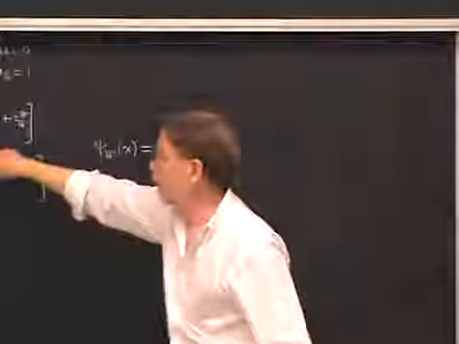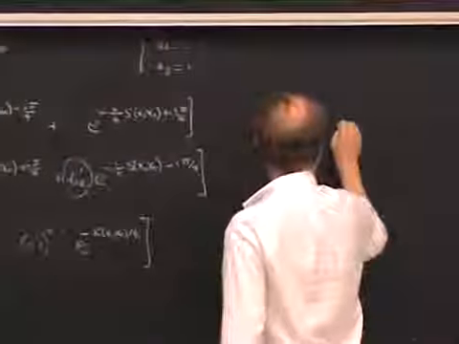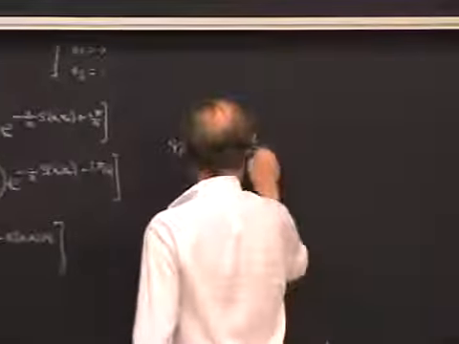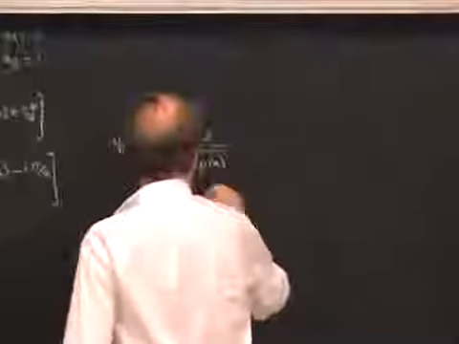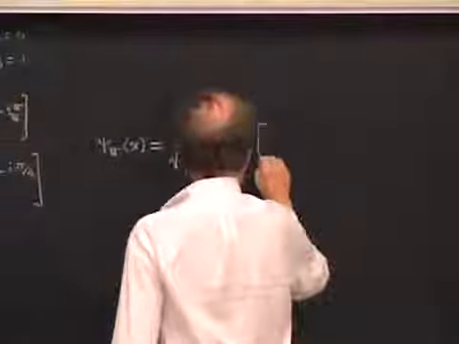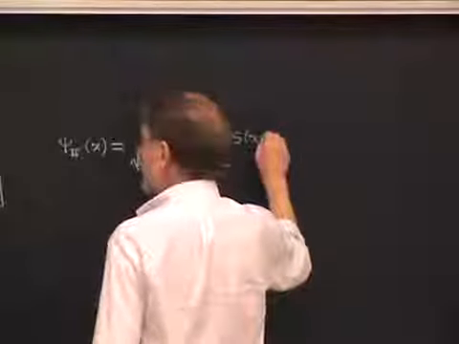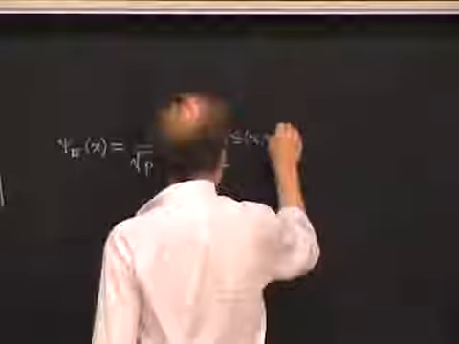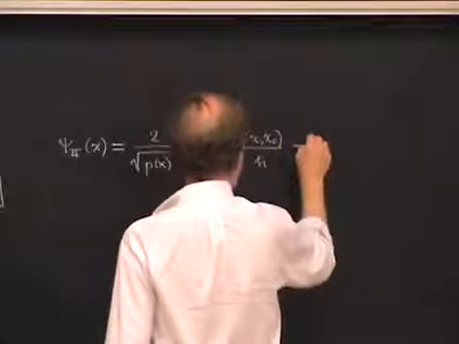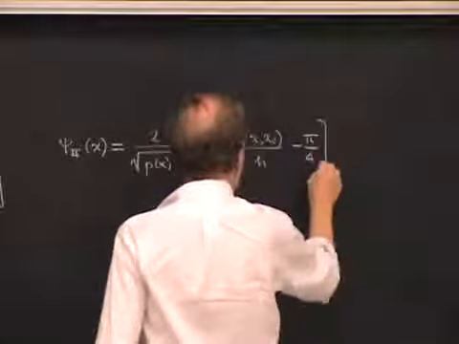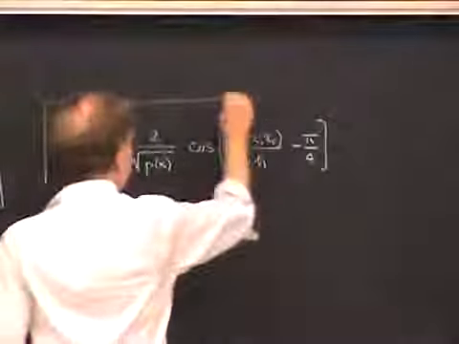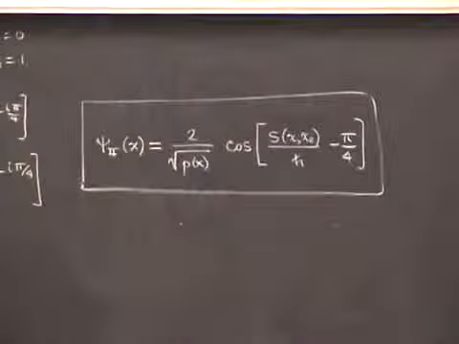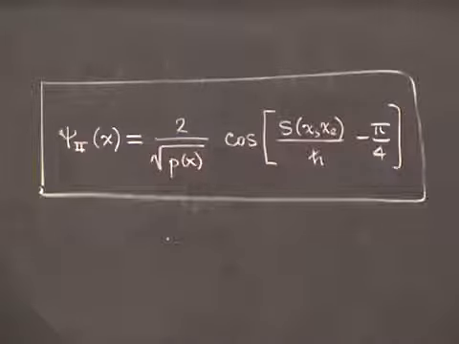The wave function in the classically allowed region might be the most interesting one. It's really the second line here, and I can write it this way as twice divided by the square root of p of x times the cosine of s of x comma xl, integrated from the left turning point, over h bar minus pi over 4. And this is actually one of the useful results of WKB theory, that it gives you the WKB approximation for the wave function of the oscillator in the classically allowed region.